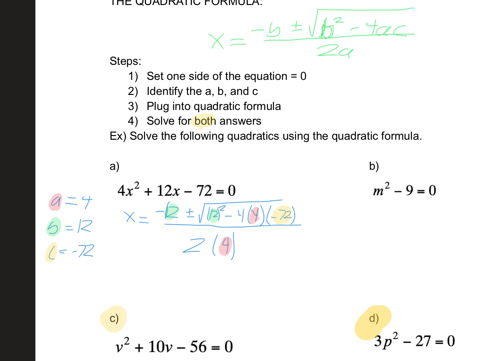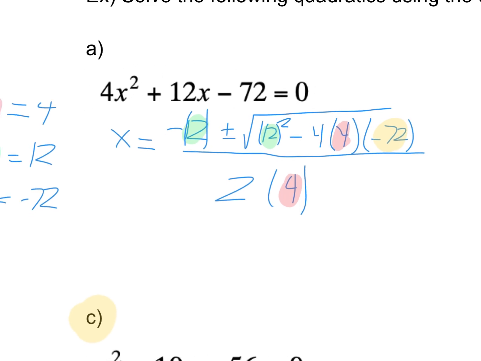I forgot to put parentheses around this. So that's how we use the quadratic formula. We plug in our a, b, and c values, and then to figure out what x equals, we just need to simplify. So, I'm going to zoom in.